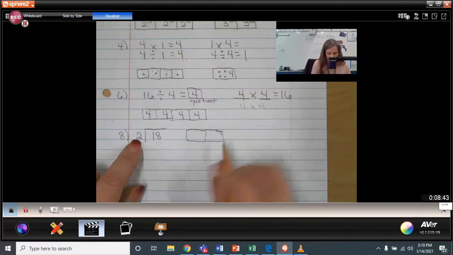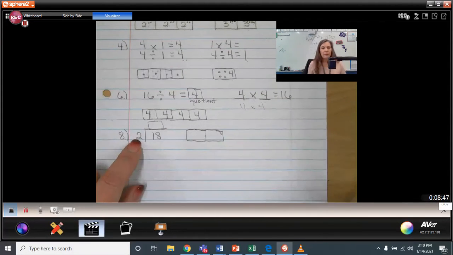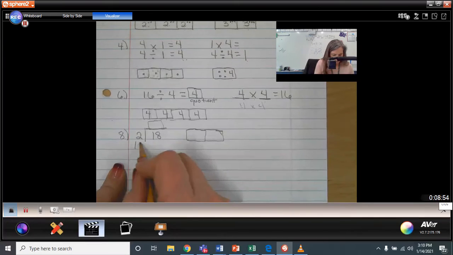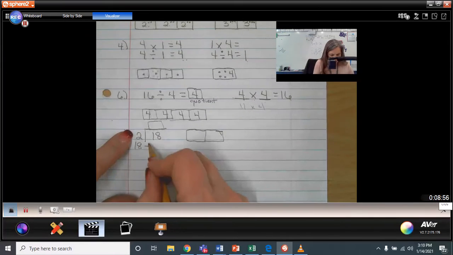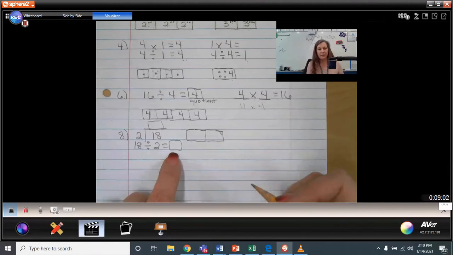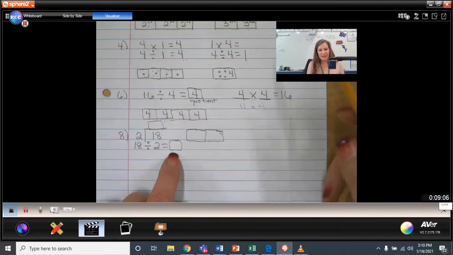you're going to put your quotient at the top. It's called your quotient. So this is your dividend. This is your divisor. And your quotient is going to be here. So it looks a little different, but it means exactly the same.